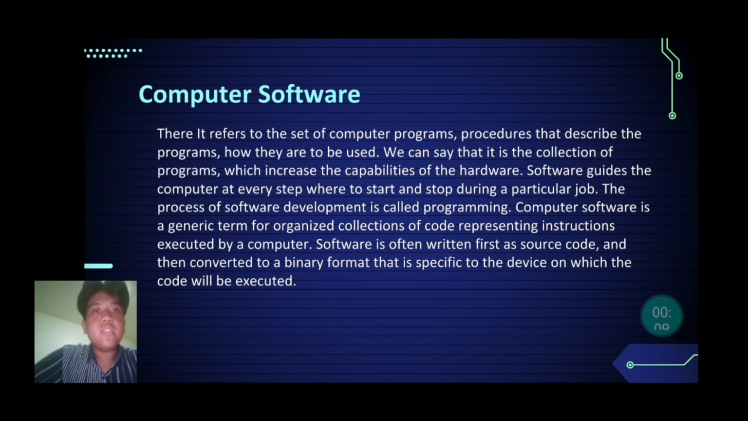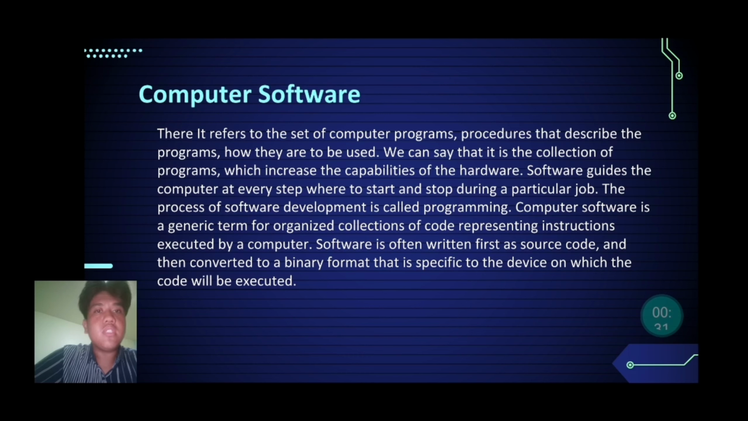Computer software refers to the set of computer programs and procedures that describe how the programs are to be used. We can say that this is the collection of programs which can increase the capabilities of the hardware. Software guides the computer at every step where to start and stop during a particular job. The process of software development is called programming.